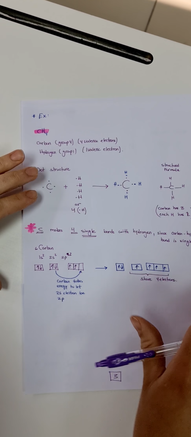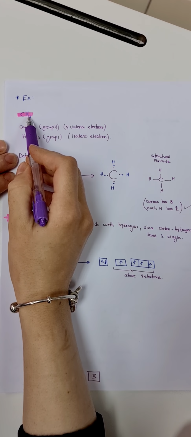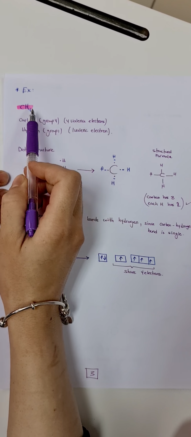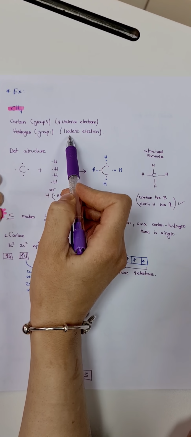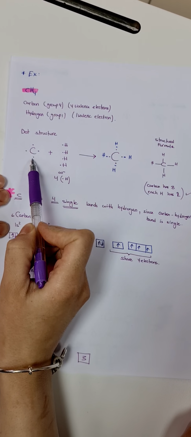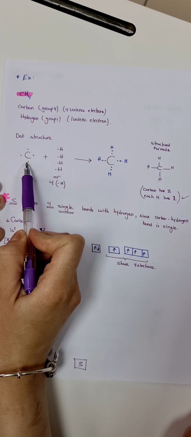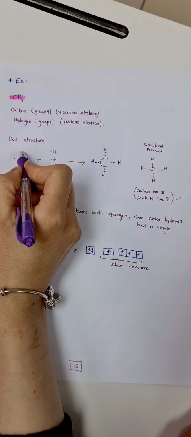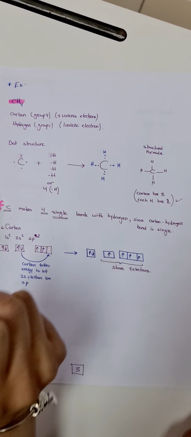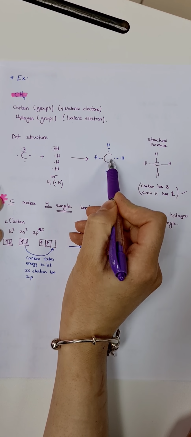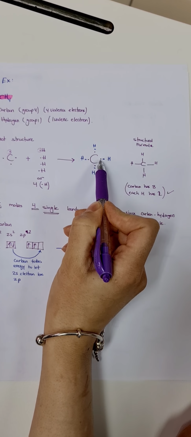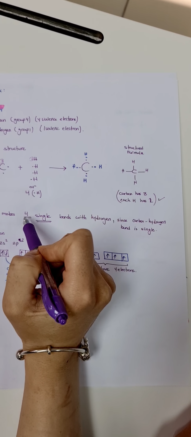Another example, we have here the methane, CH4. Carbon is in group 4, so it has 4 valence electrons. Hydrogen is in group 1, so it has 1 valence electron. So I have here 1 carbon with 4 valence electrons and 4 hydrogens. Each 2 electrons will be shared. So each hydrogen will share 1 electron with the carbon. So each hydrogen now will have 2, so it's stable.